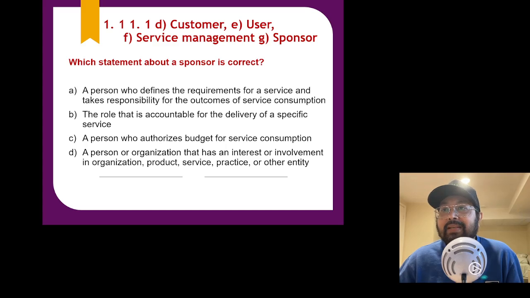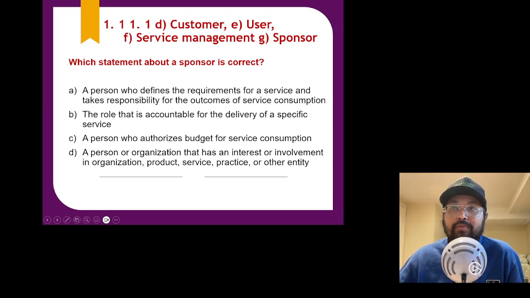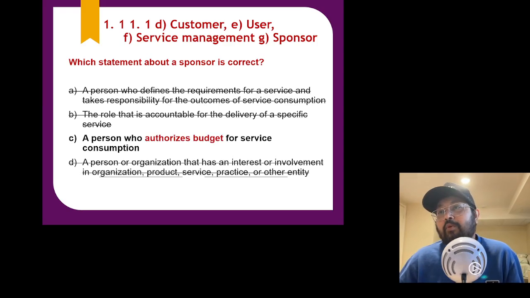The role that is accountable for delivery of a specific service. This is not correct. A person who authorizes budget, right? So yes, it seems like that one, but we will read the last option as well. The last option is a person or organization that has an interest or involvement in an organization, product, service, practice, or other entity. No. So we know sponsor is a person who is related with authorizing budgets, right? So I will pick option C. Let's see. Yes, a person who authorizes budgets for the service consumption is a sponsor.